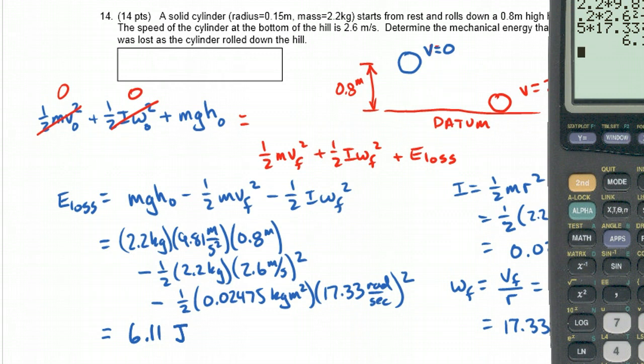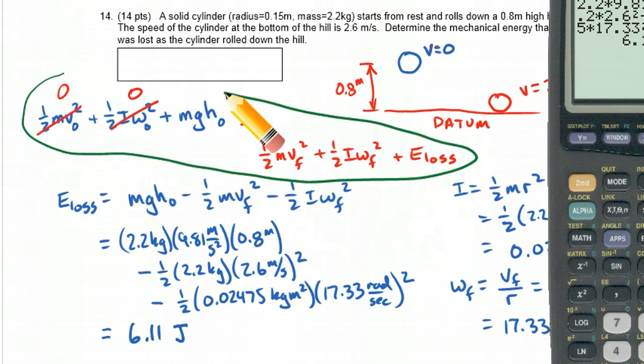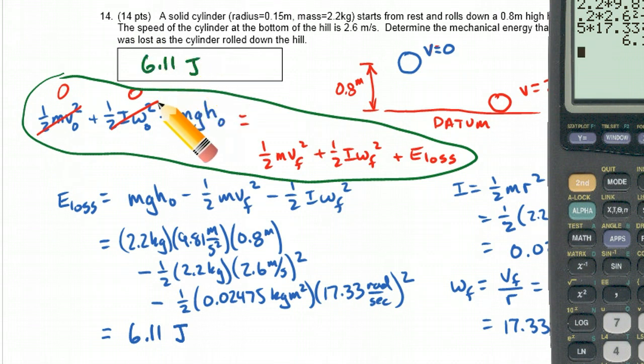Key points to this problem: just identifying the two states, writing out our conservation of energy equation, which was in a general form right there, and then just being careful with all our values. 6.11 joules energy loss.